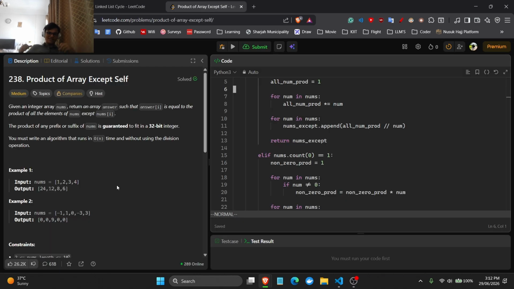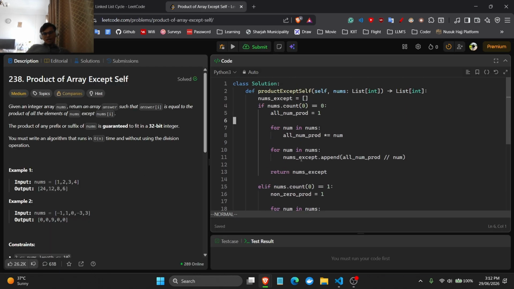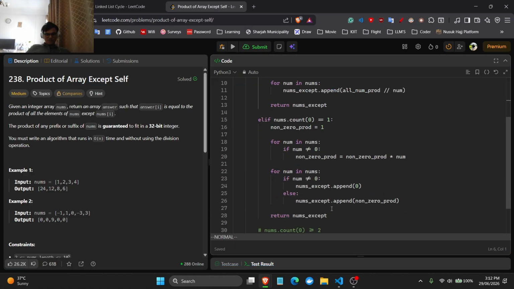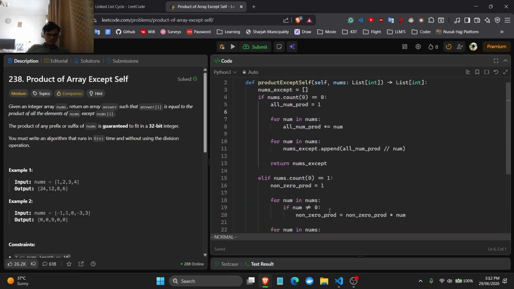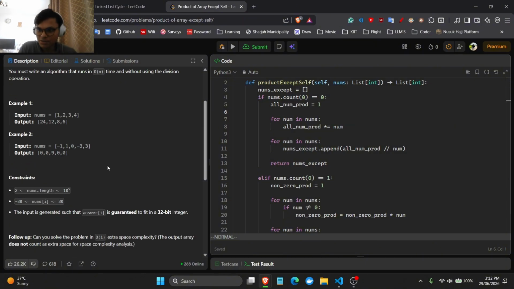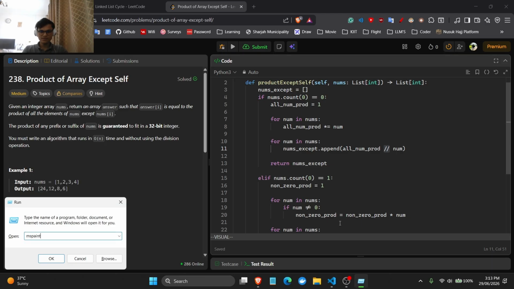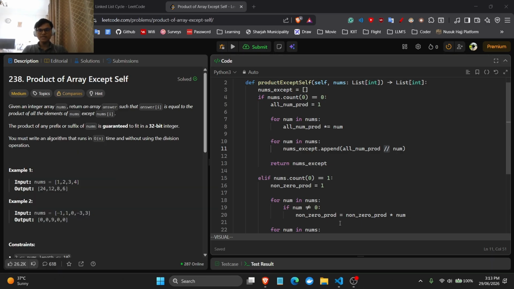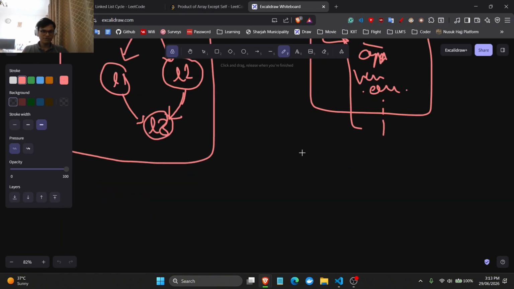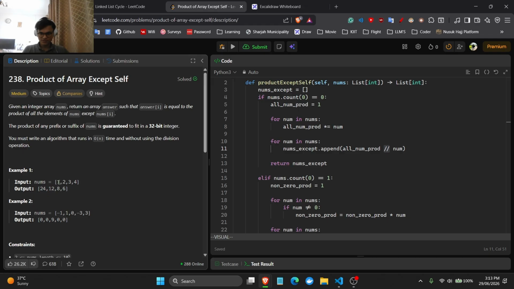Also, I have product of array except self. I did solve this, even though my answer is very convoluted and not something I would be happy to show anyone. But this algorithm has to run in O of n without using the division operation. As you can see, I am using a division operation here. I did see a LeetCode video on this, and I think I have enough idea to maybe solve it. Ah no, we have to figure it out ourselves, but let's just take this as an example.